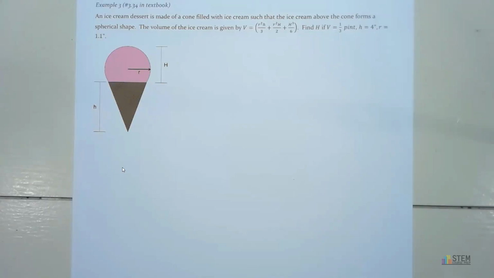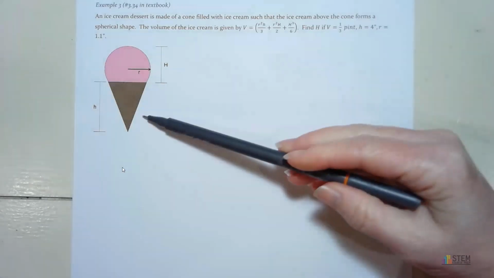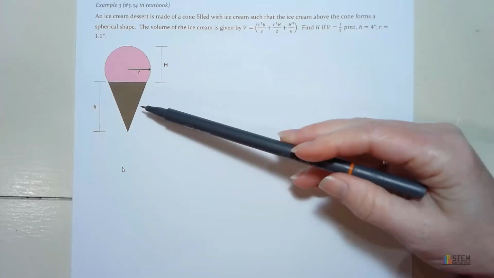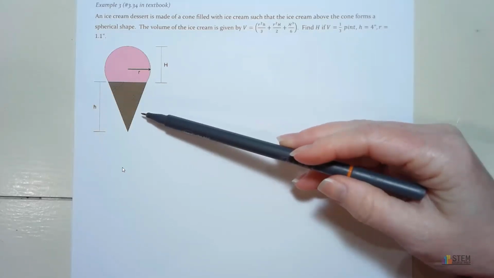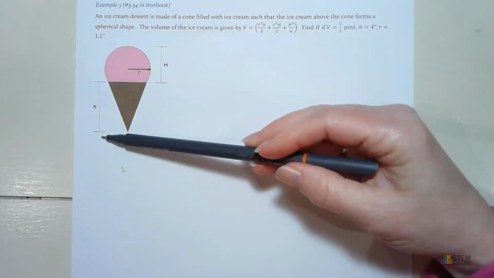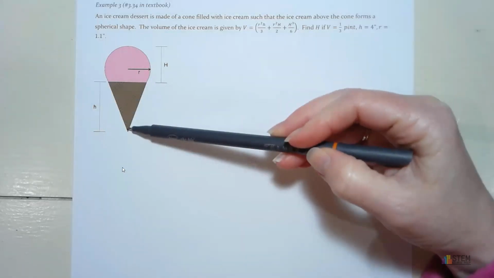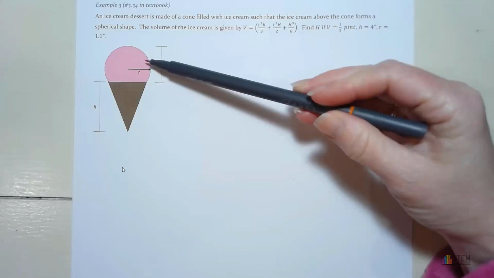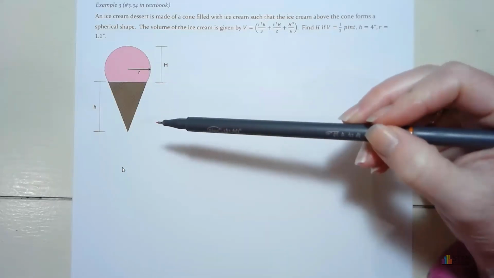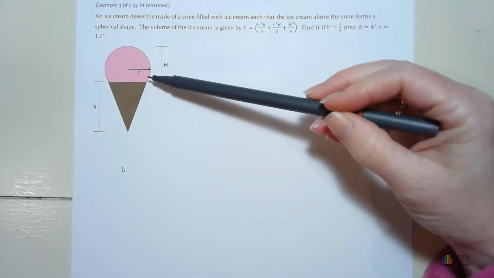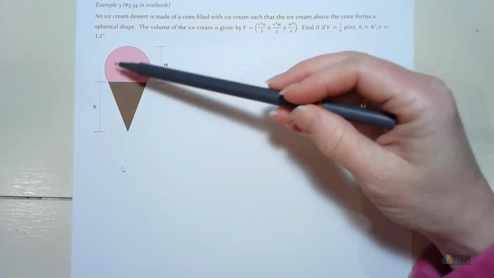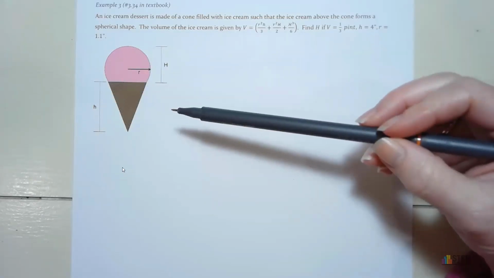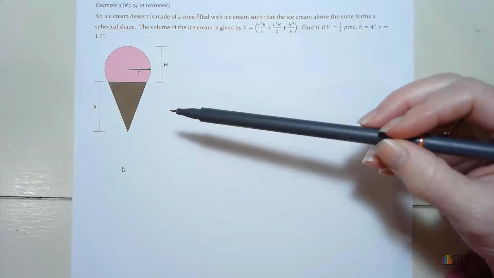Now, this problem, we've got an ice cream right here. And we've got a couple of h values. So the little h is basically the height of this cone, and then the capital H would be the height of the actual ice cream that's sitting on top. And then r is the radius. We're going to assume that this is like a perfect sphere here for the ice cream.